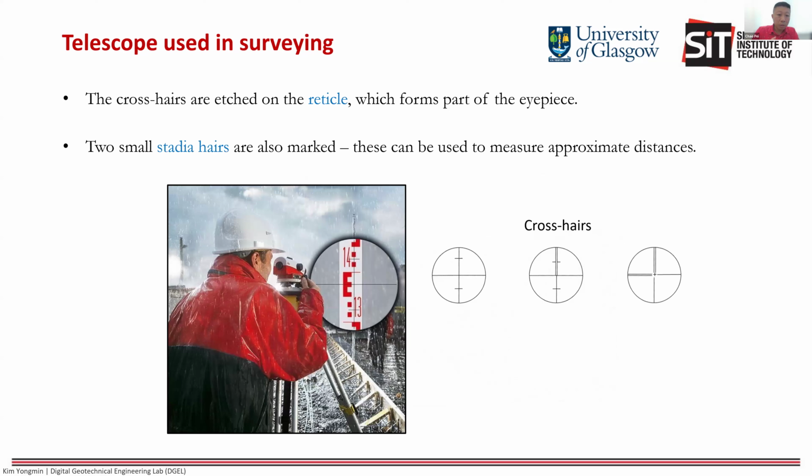Okay. So this is a telescope that is used in survey. You can see the crosshairs is actually etched on the reticle. And usually they have two small stadia hairs also marked on top and the bottom of the crosshair. This can be used to measure the approximate distance.